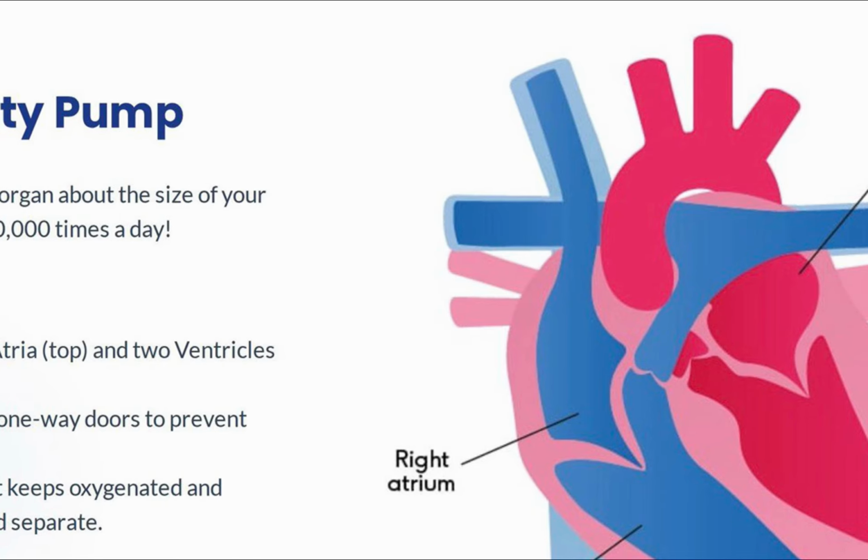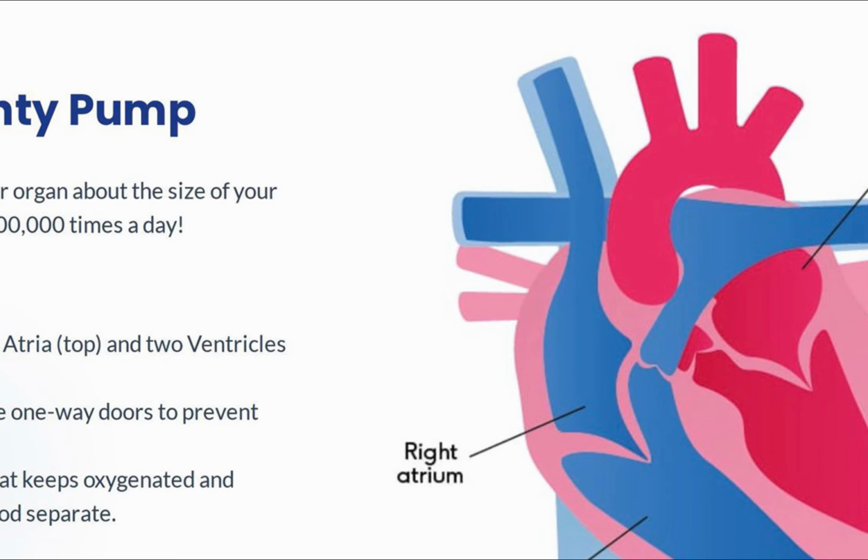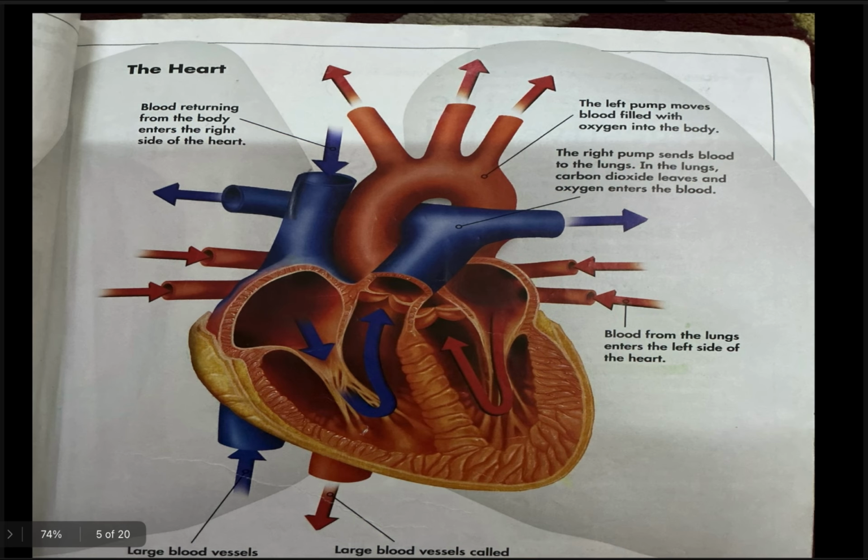So now the heart. Basically, our heart is an amazing pump. It has right and left sides, and the right side of the heart collects the blood from the body, whereas the left side of the heart carries the oxygen-rich blood to all the body parts and other organ systems of the body.